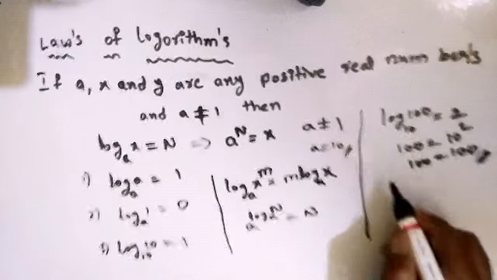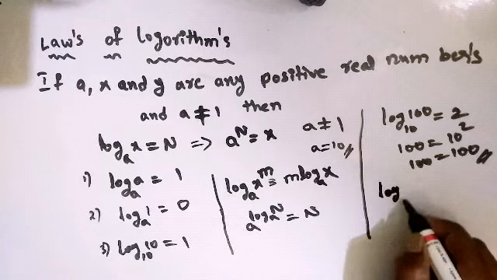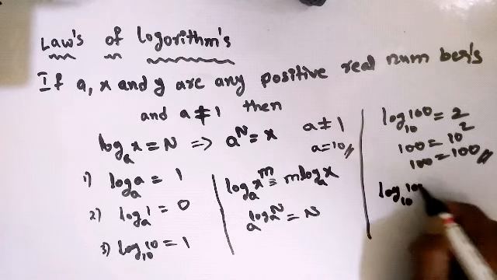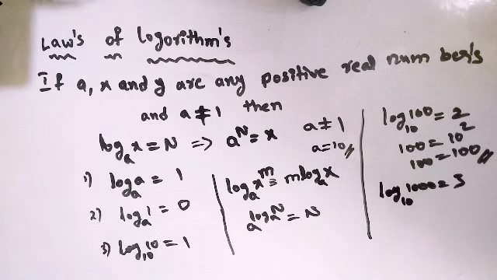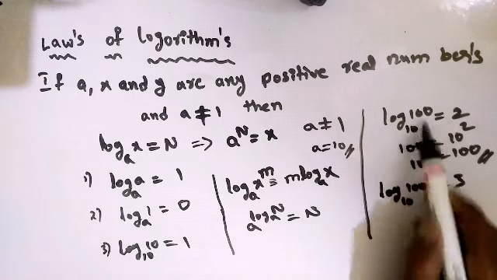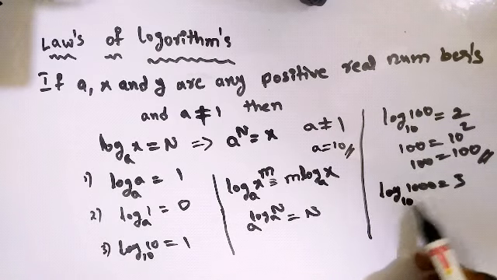If log 1000 is there, then it is what? 3. Simple. So log 10 is 1, log 100 is 2, log 1000 is 3.